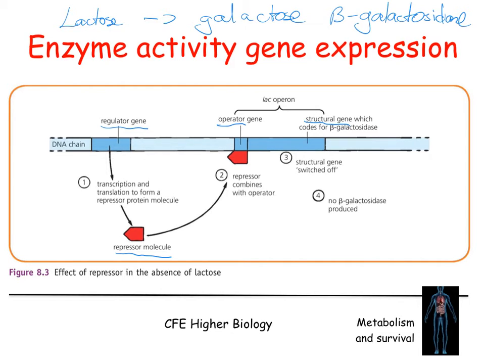So in a situation where there's no lactose present, what happens is that in this regulator gene that is here, transcription and translation take place to form a repressor molecule. And that repressor molecule combines with this operator gene here. And when it does that, the operator gene switches off the structural gene. Now, the structural gene is the gene that codes for the enzyme beta-galactosidase. So if that gene is switched off, then no beta-galactosidase is produced. That's in the absence of lactose.